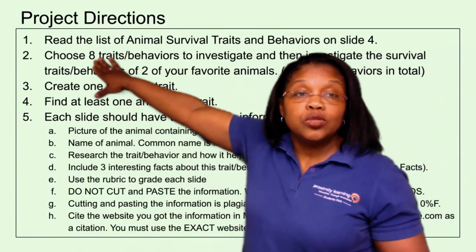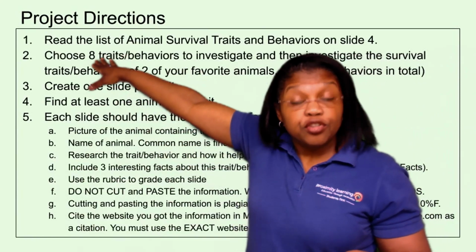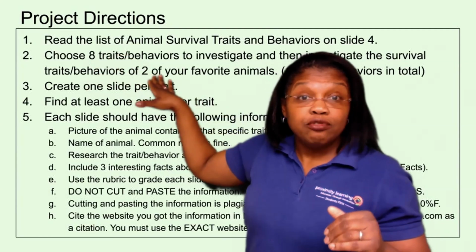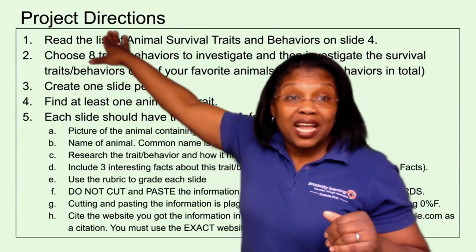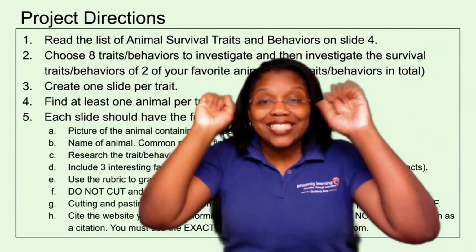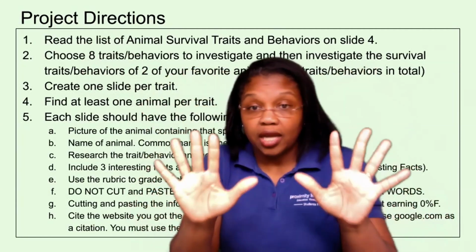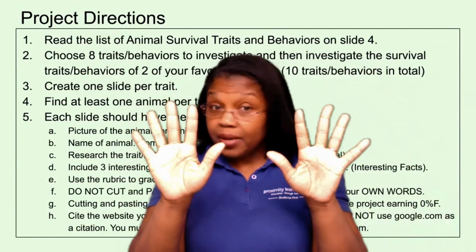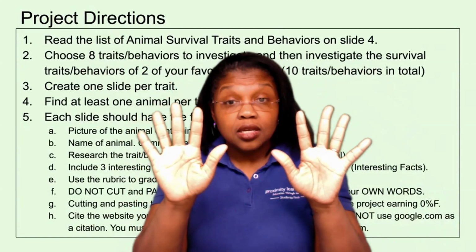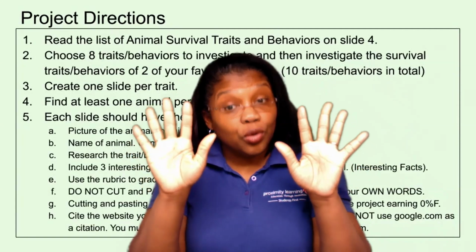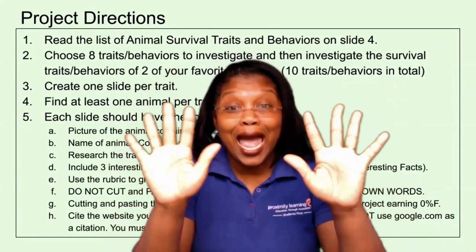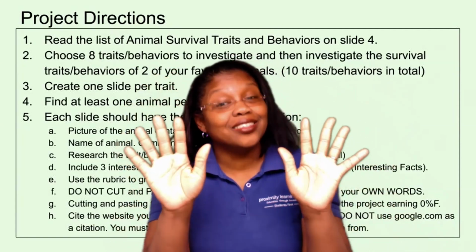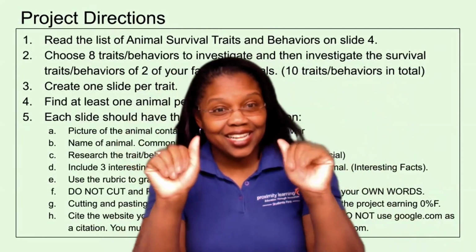Okay. So if I chose 8 traits or behaviors from the list, and then I have 2 of my favorite animals, that means I'm going to have 10 slides. This is a 10 slide project. I cannot emphasize it enough. 10 slides. Don't give me 9. Don't give me 8. Don't give me 11. Don't give me 12. It's a 10 slide project. It's really important. Okay, 10 slides.